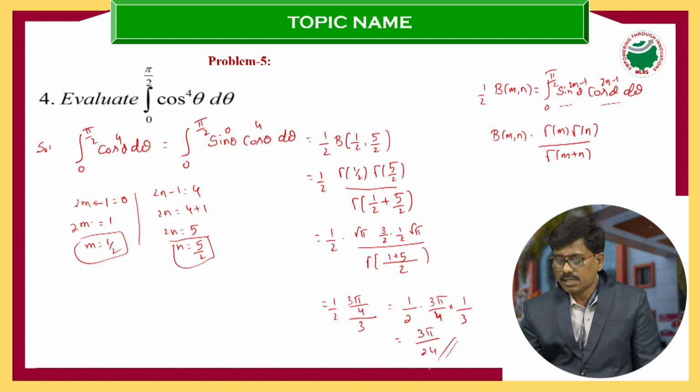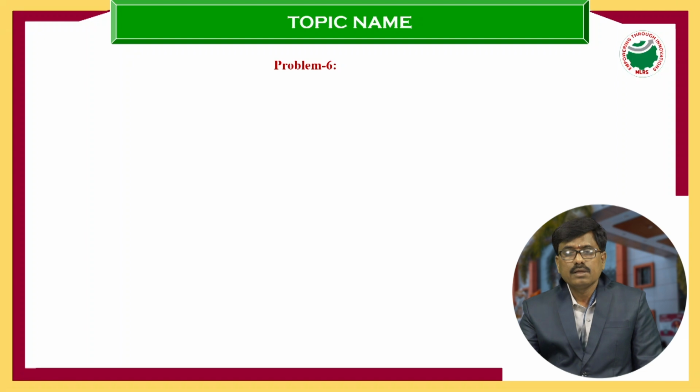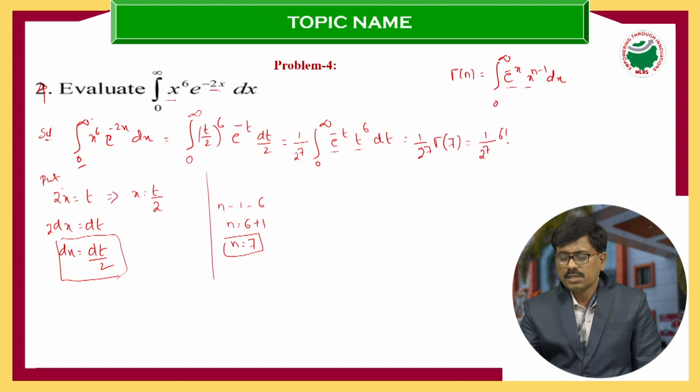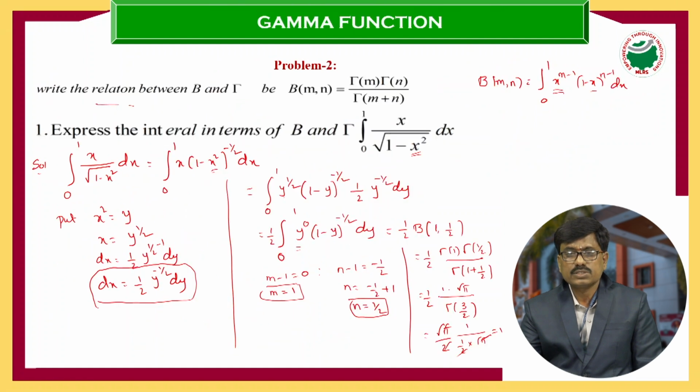We can calculate the integral value this way. First we need to convert it into beta, and beta can be converted into gamma values. I hope you are now familiar with the properties. We can convert whatever integrals into gamma as well as beta functions. I hope now you understood all the properties and the basic problems.